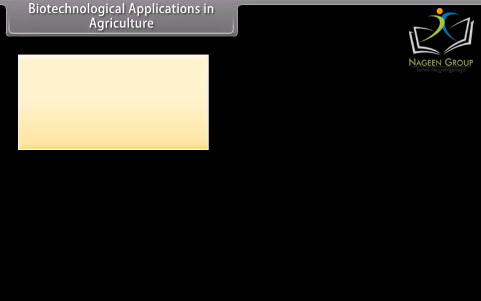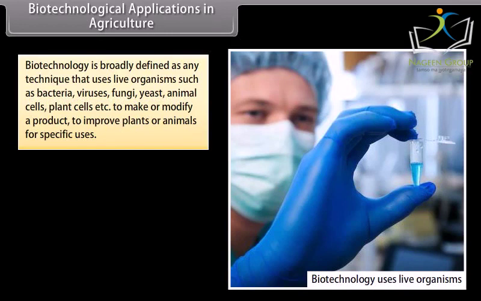Biotechnological applications in agriculture. Biotechnology is broadly defined as any technique that uses live organisms such as bacteria, viruses, fungi, yeast, animal cells, plant cells, etc. to make or modify a product to improve plants or animals for specific uses.